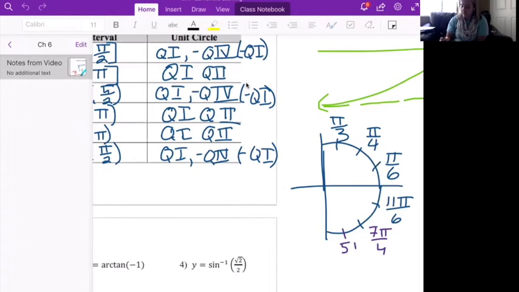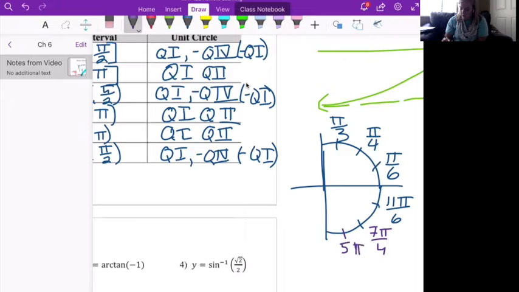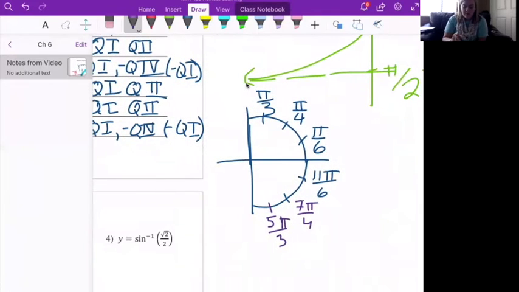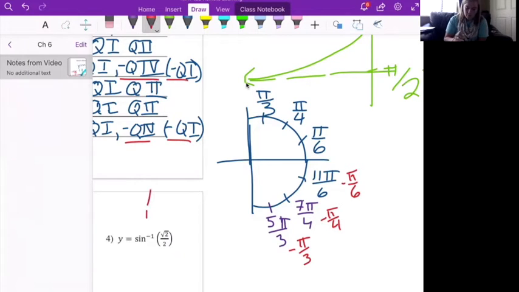So in our fourth quadrant, we have 11 pi/6, 7 pi/4, and 5 pi/3. And so that is what is on our unit circle. However, these are the same angles as negative pi/6, negative pi/4, and negative pi/3. So that's what I mean by negative fourth quadrant, which is the same thing as negative quadrant 1.